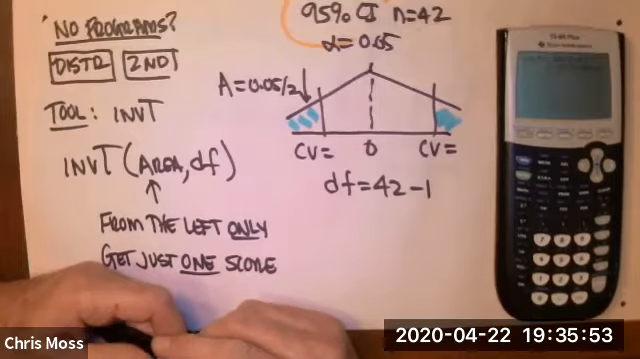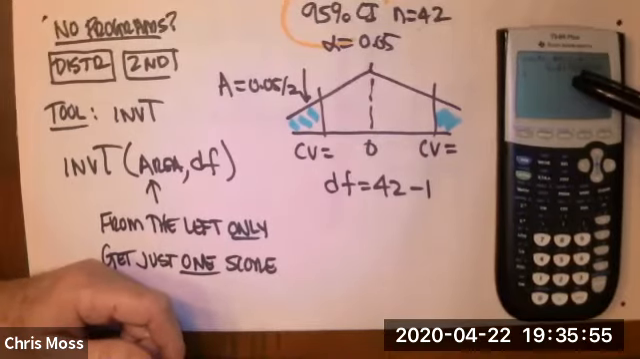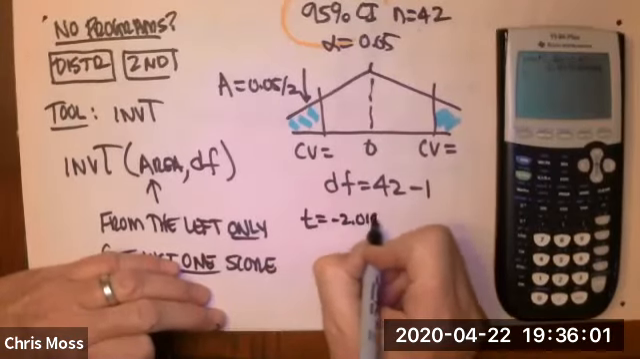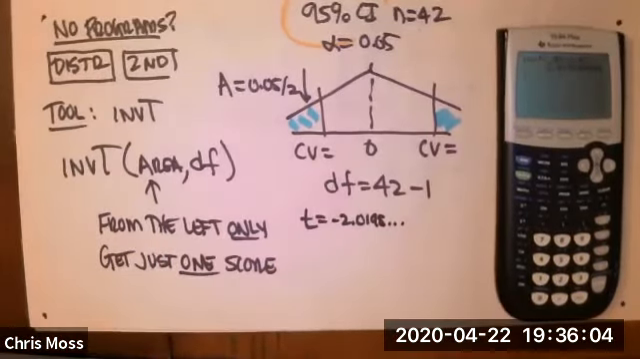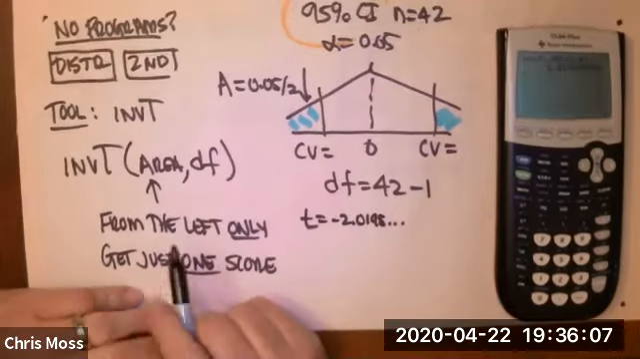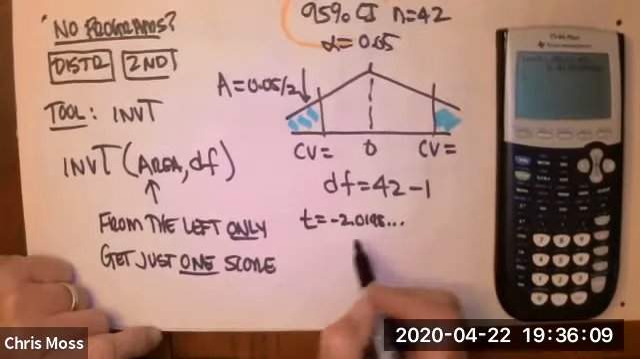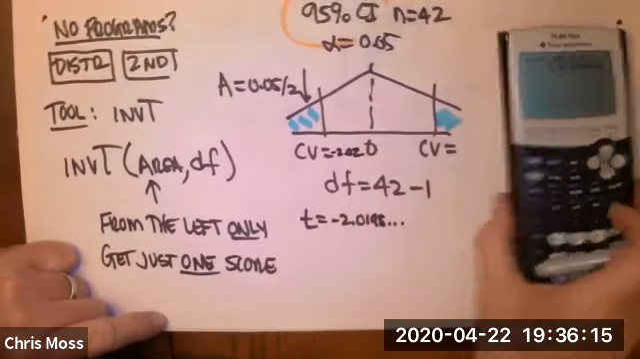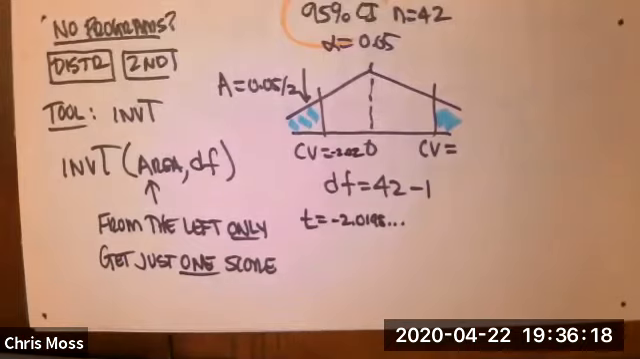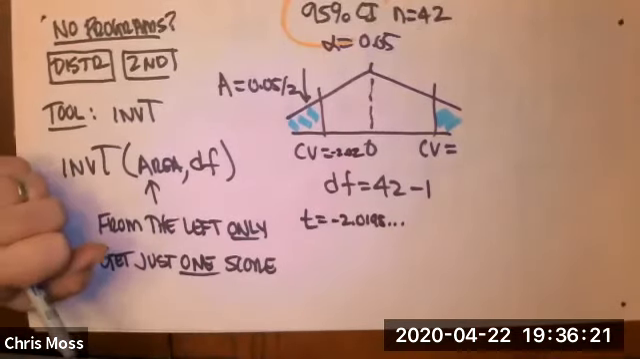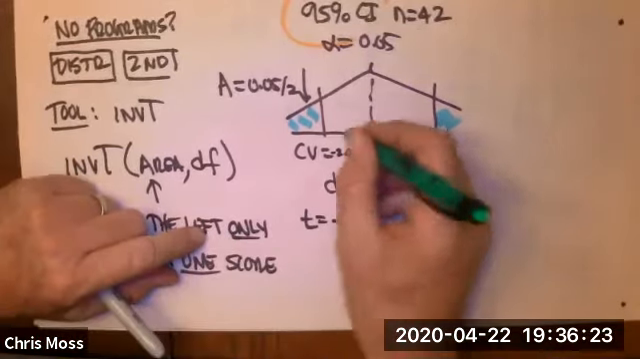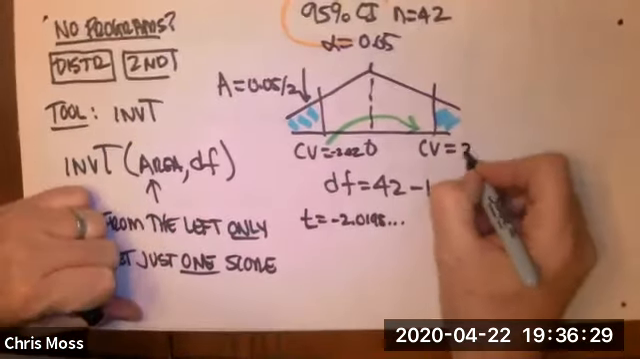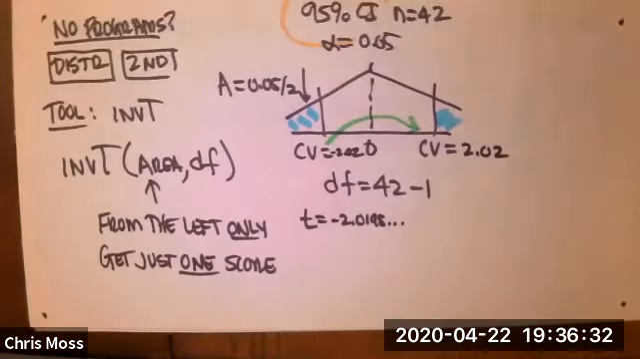And I'll notice that I get a negative 2.0195 and change. So how do we like to play this? If I take that to 3 decimal places, I get the same value we had before, negative 2.02. Now, how do I get the positive value? Well, I'll remember that this is a symmetric distribution. So what happens on the left also happens on the right. So a positive 2.02.